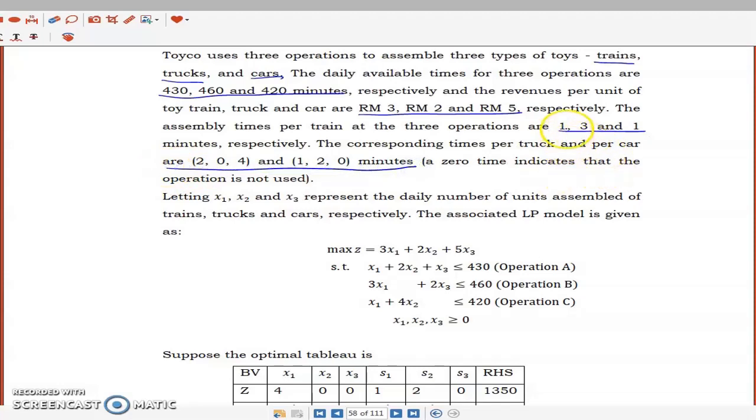Okay, so here we can see that a unit of toy train uses 1 minute from operation A, 3 minutes in operation B, and 1 minute in operation C. So we can see this is the value. Coefficient 1 is here, 3 and 1. Okay, and also for trucks and cars: 2, 0, 4, 1, 2 and 0. And all variables are non-negative.